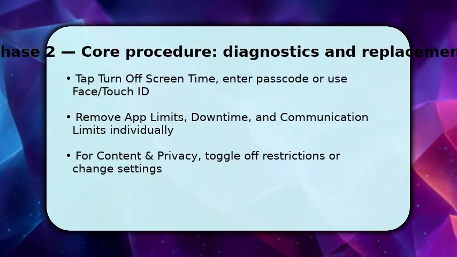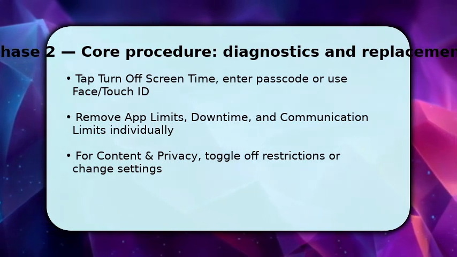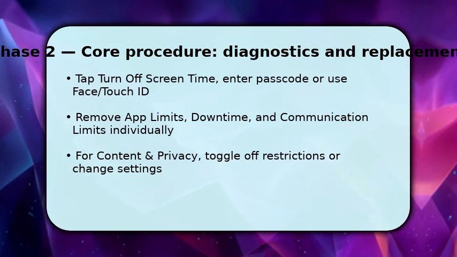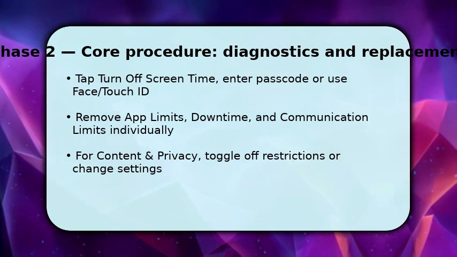Now you act. If you want everything off, choose Turn Off Screen Time at the top, then enter the passcode or authenticate with Face or Touch ID. If you prefer selective changes, remove app limits, end downtime, and inspect communication limits one by one.